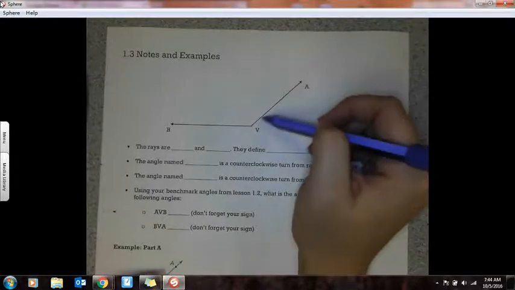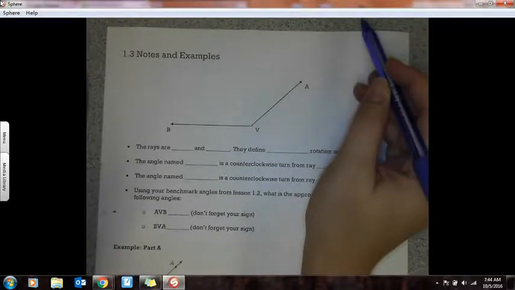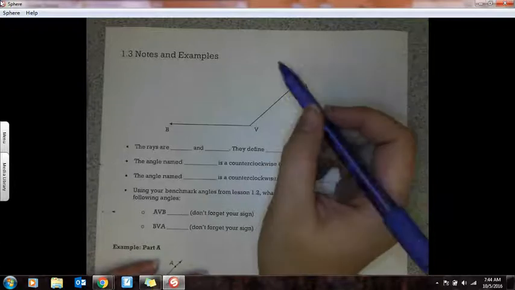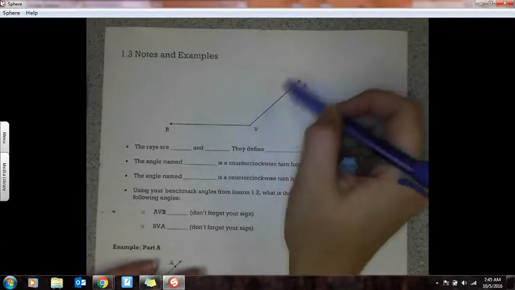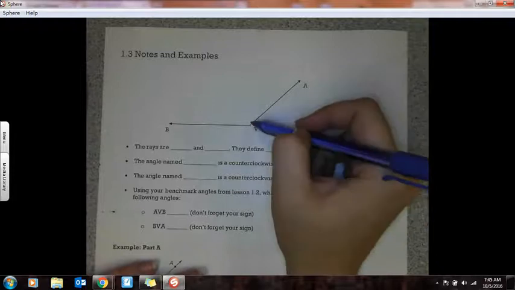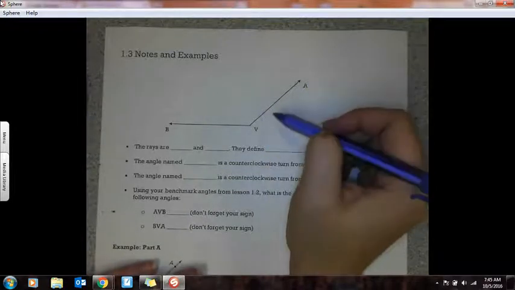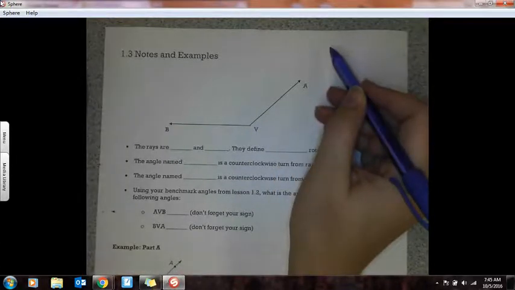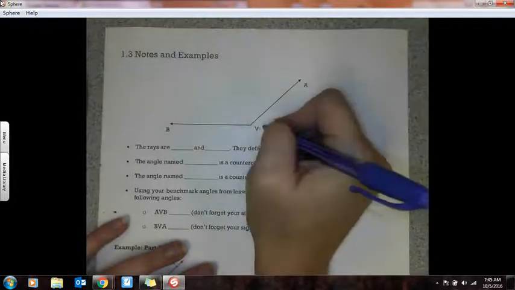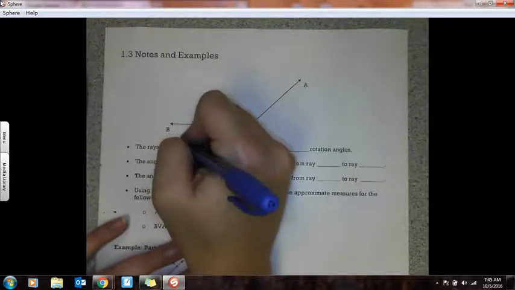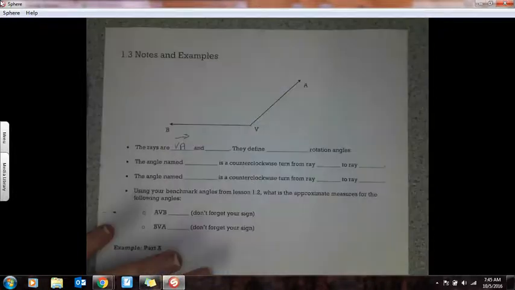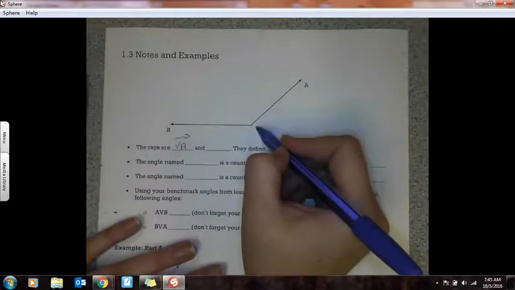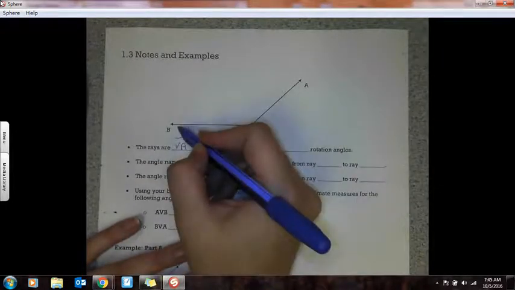The first ray, starting here and going in this direction, would be ray VA. We write it as ray VA and not AV because we have to write where it starts and where it goes off into the direction forever. So the first one again would be ray VA. And this is the symbol for ray, that little arrow above it. We have another ray going off this direction, so this would be ray VB. Again, we have to start with V first because this is where it starts and this is where it goes. So that would be ray VB.